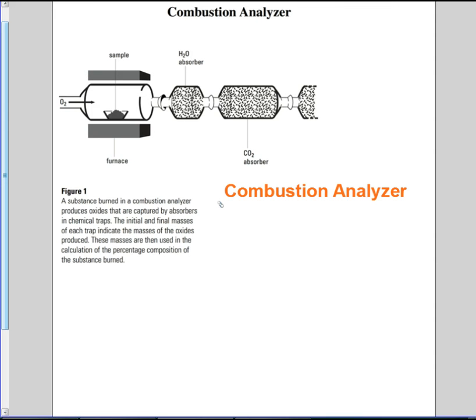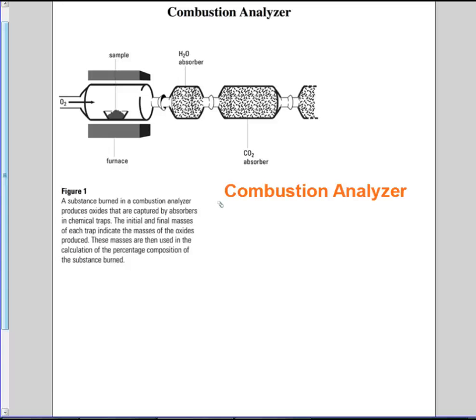All right, as we saw, this instrument captures the different components, the different oxides. The water is the oxide of hydrogen, and the CO2 is the oxide of carbon. So for a substance that contains only carbon and hydrogen, this could be done to at least determine the mass percentages of those two elements.